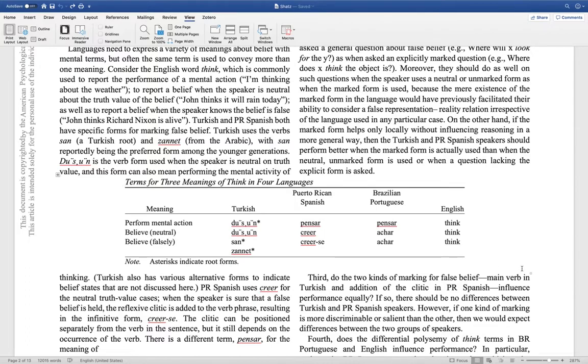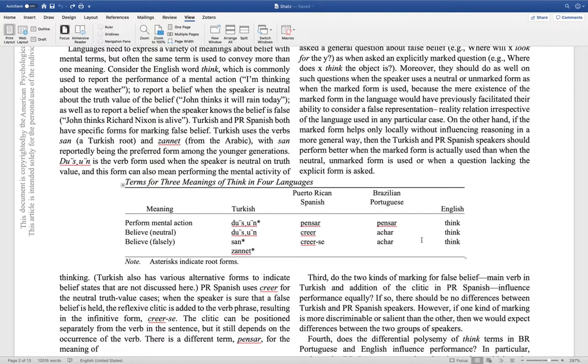But now let's notice here, right? If we look at English, there's only one word. If we look at Brazilian Portuguese, there's two words. If we look at Puerto Rican Spanish, there are 3 different words. And if we look at Turkish, there are 3 different words.